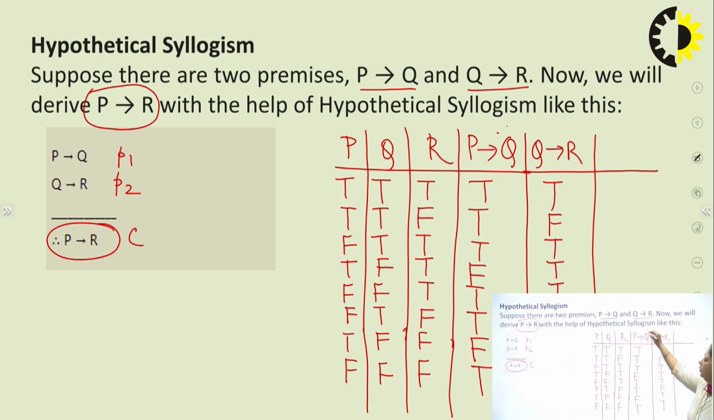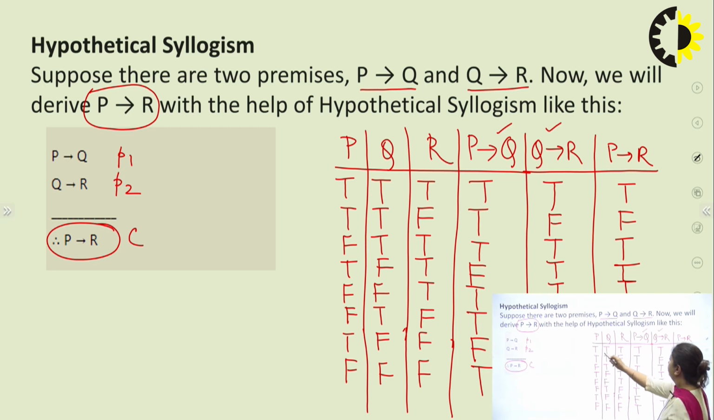Now these both are my premises. Now what do I need for my conclusion? P implies R. So I'll even draw the column for this. P implies R. So what will it be? Both true, true, true, false, false, false, true, true. This is true. Then both are true. Then false, true is again true. False, false is true. True, false is false. And then false, false is true.